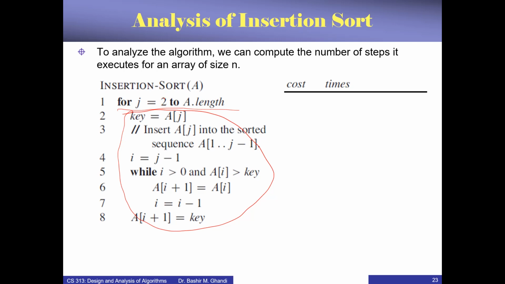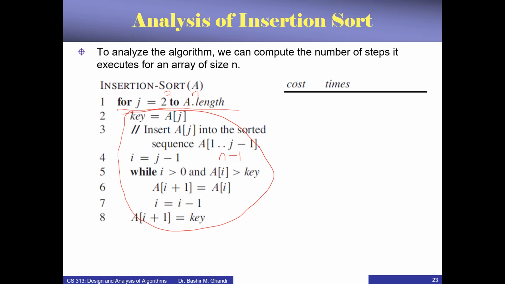Now this loop runs from 2 until n. Okay, a.length is actually n. Remember we said n is reserved for the size of the problem, and so we're going to assume it is n. So if the loop runs from 2 to a.length, it means actually it will run n minus 1 times. That is, the body of the loop will run n minus 1 times.